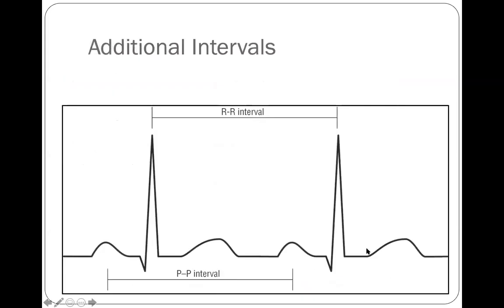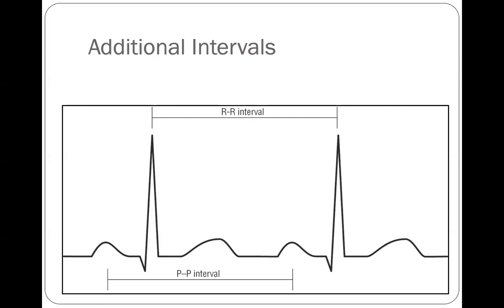Some additional intervals just to be aware of. The R to R interval is a measurement from one QRS complex to the next. We often refer to it as an R to R interval because the R's are easy to find, but you can measure from Q to Q, S to S, beginning of QRS complex to beginning of QRS complex. We just have to measure from the same spot in the QRS complex to the same spot in the next QRS complex. And often the easiest way to do that is an R to R or S to S.